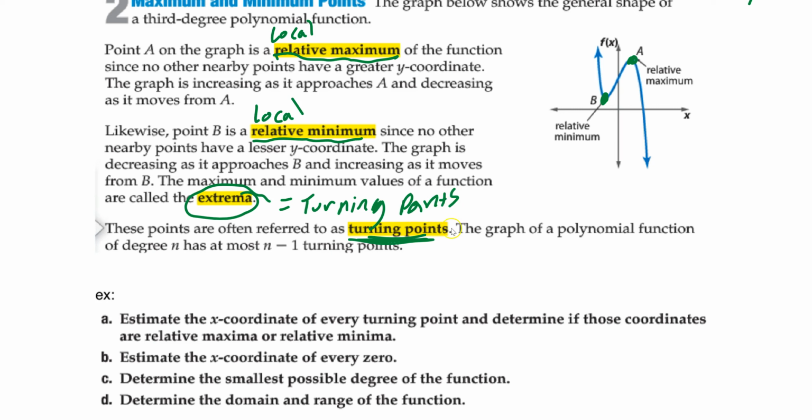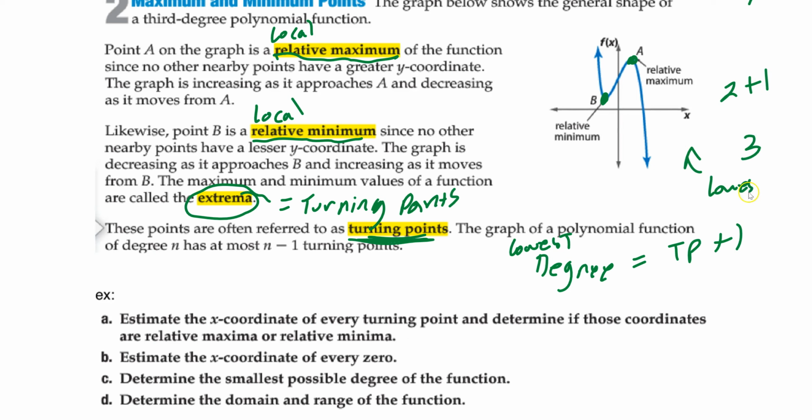And there's a special formula right here. The degree of the polynomial equals turning points plus 1. I should say the lowest degree of the polynomial. So look at the one right here. We have 2 turning points. So you go 2 plus 1, and I get 3. My lowest degree of this is x to the third. Which makes sense, right? That's an odd function. Starts on the bottom and switches, goes on top.